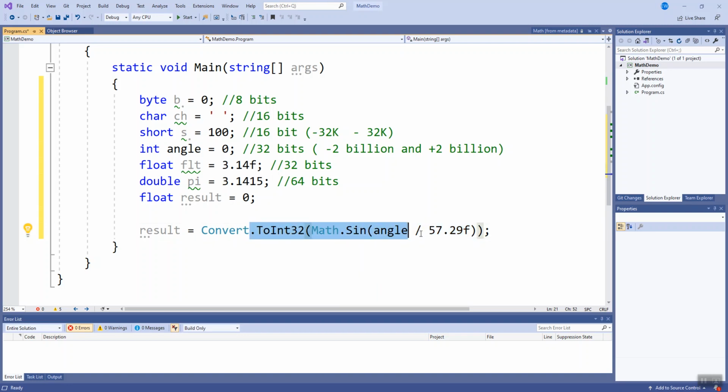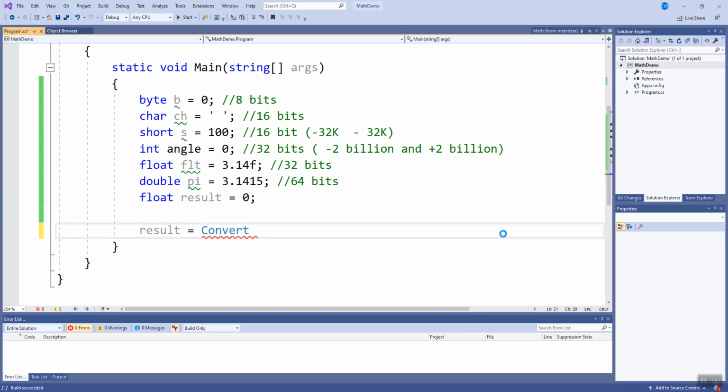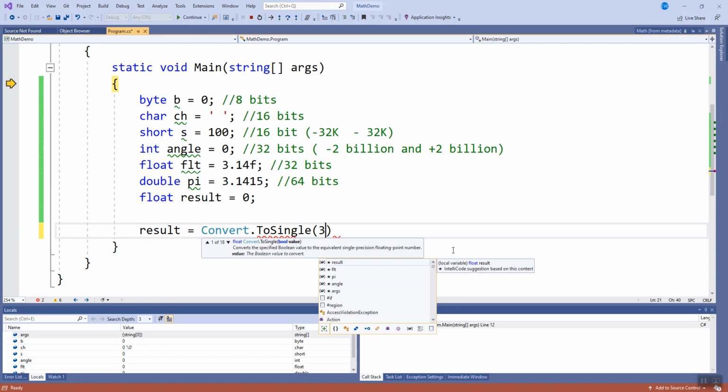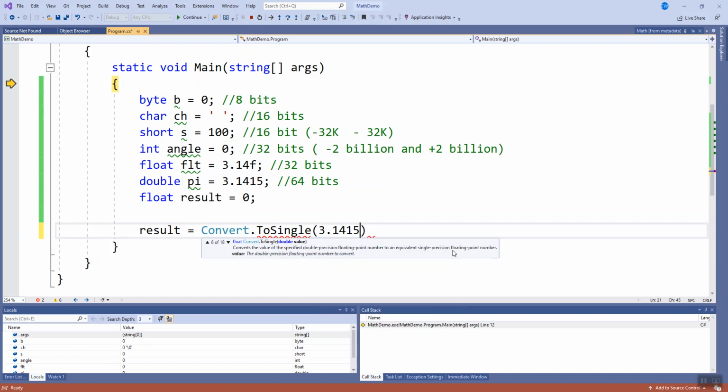What if you wanted to go to a floating point number? Well, let's see what's in there. It's not the most obviously named thing, but it's certainly in there. I thought it was ToSingle. Let's see. Yes, ToSingle. To a single precision floating point number. That's a float. It's not a very well named thing, but if I did 3.1415 and result is a float, this works, right?